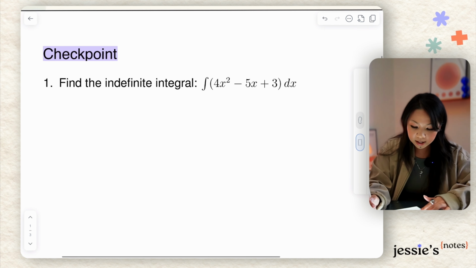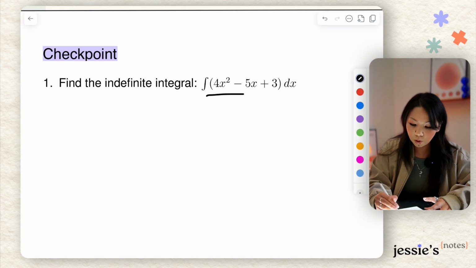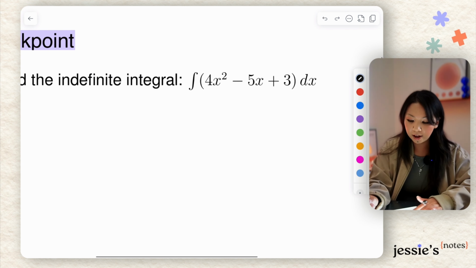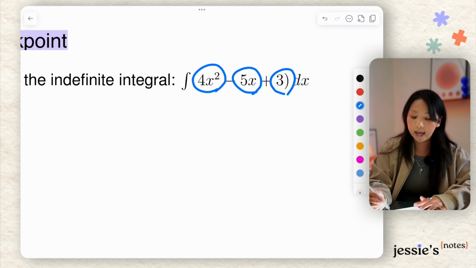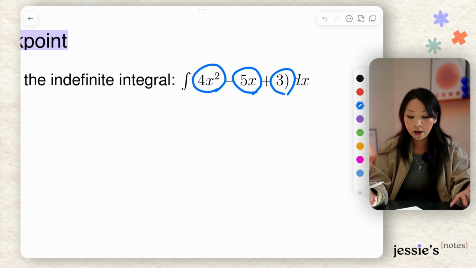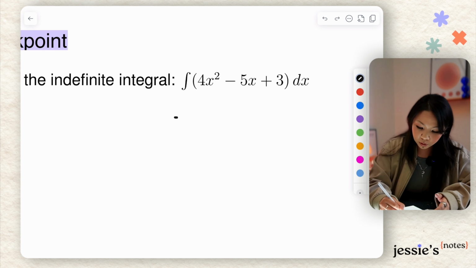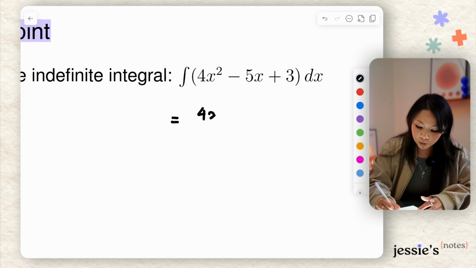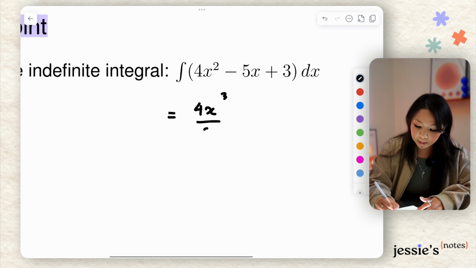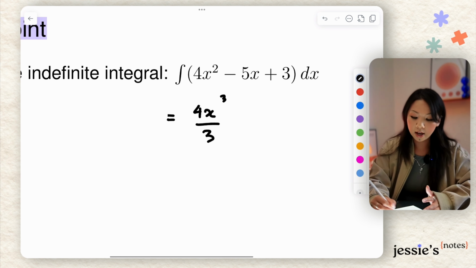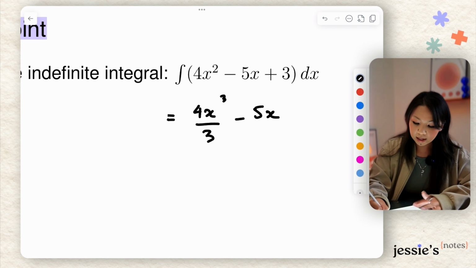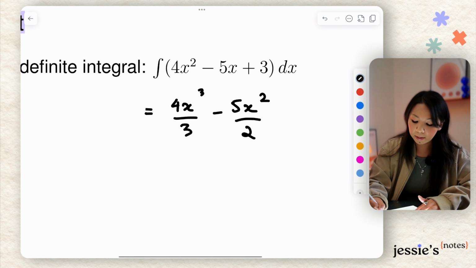So first it says, find the indefinite integral of this form. So we have 3 separate terms and they're all in this single integral. You just need to integrate them individually. So first of all, if I integrate 4x squared, you're going to increase the power by 1 divided by that new power. Easy. And then you keep going. You write the same thing, increase it by 1 divided by that new power.